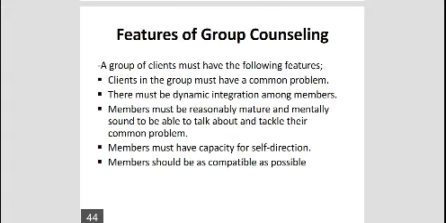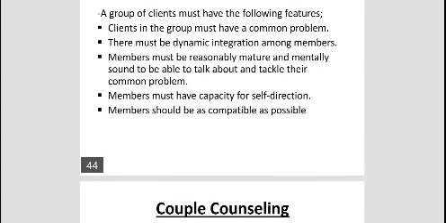Members must be reasonably mature and mentally sound to be able to talk about and tackle their common problem. Members must have capacity for self-direction. When you collect people with a common problem, we say members must have capacity for self-direction, which means this type of counseling must involve people who are aware of themselves. They understand what they are doing. So whatever the counselor is trying to share, they will be able to take it into action.